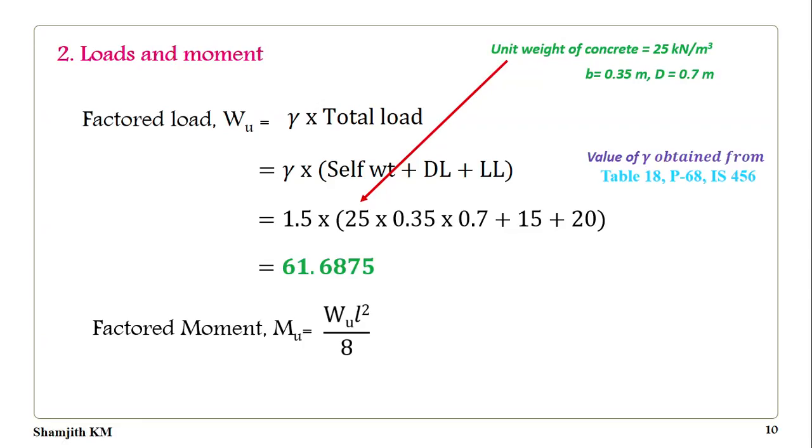Then we need to go for factored moment, for which we are designing the structure, Mu. It can be calculated for a simply supported beam as Wu into L square divided by 8. We have the value 61.6875 into L, we have 7 square divided by 8. We will be getting 377.84 kilonewton meter.